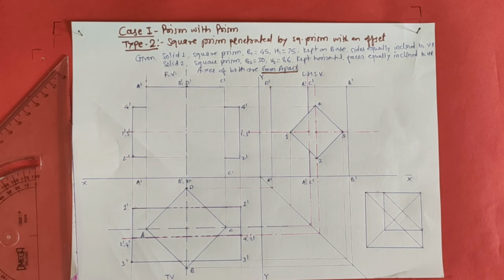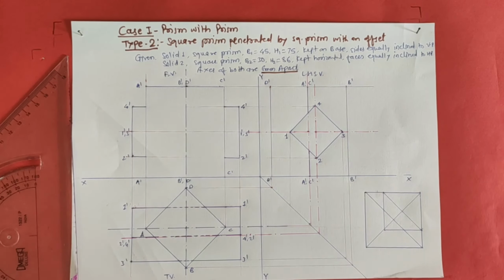Now the third step is to mark cutting points in the side view. So in the side view you have to mark cutting points. So what are the cutting points?